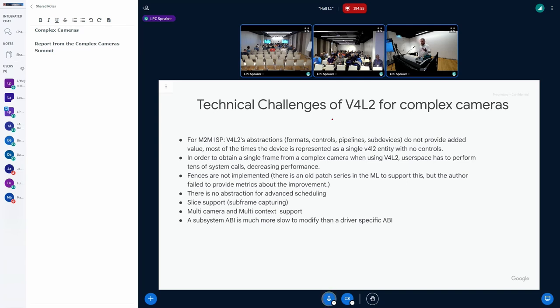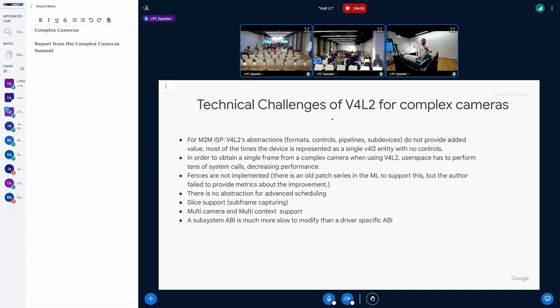Then when we want to obtain a frame, we need to do a lot of IOCTLs to get a single frame. We need to enqueue a lot of buffers and dequeue the buffers, and all of those operations are expensive and take time. There are also features we are missing in Video for Linux, for example fences, that would reduce the need for some of these IOCTLs, but unfortunately they are not implemented. There were some attempts to land fences in the past, but they didn't succeed, basically because they couldn't prove that they were useful.